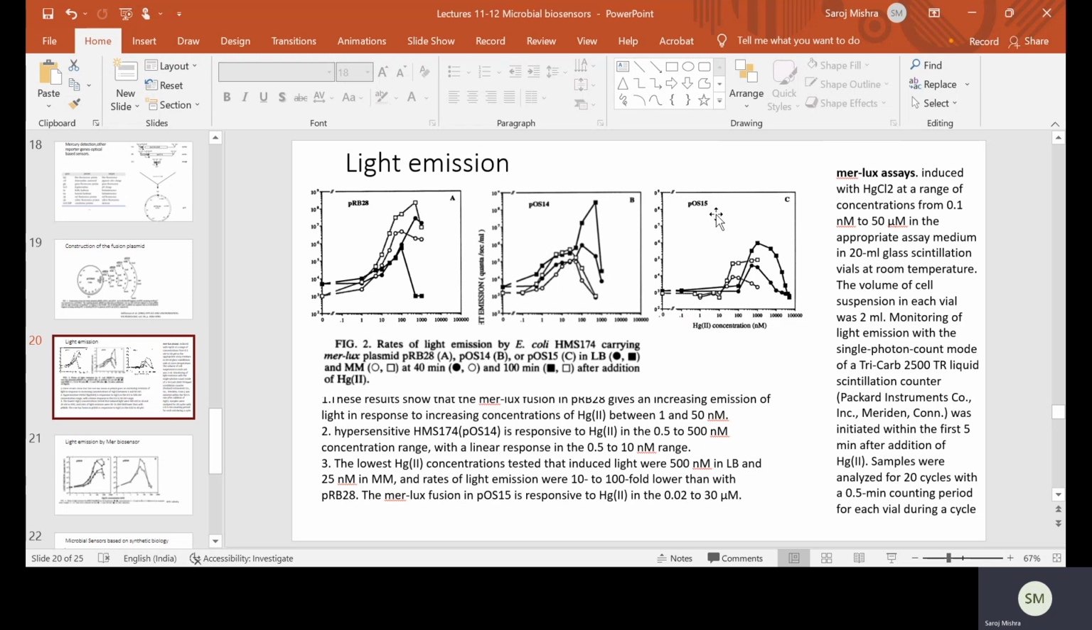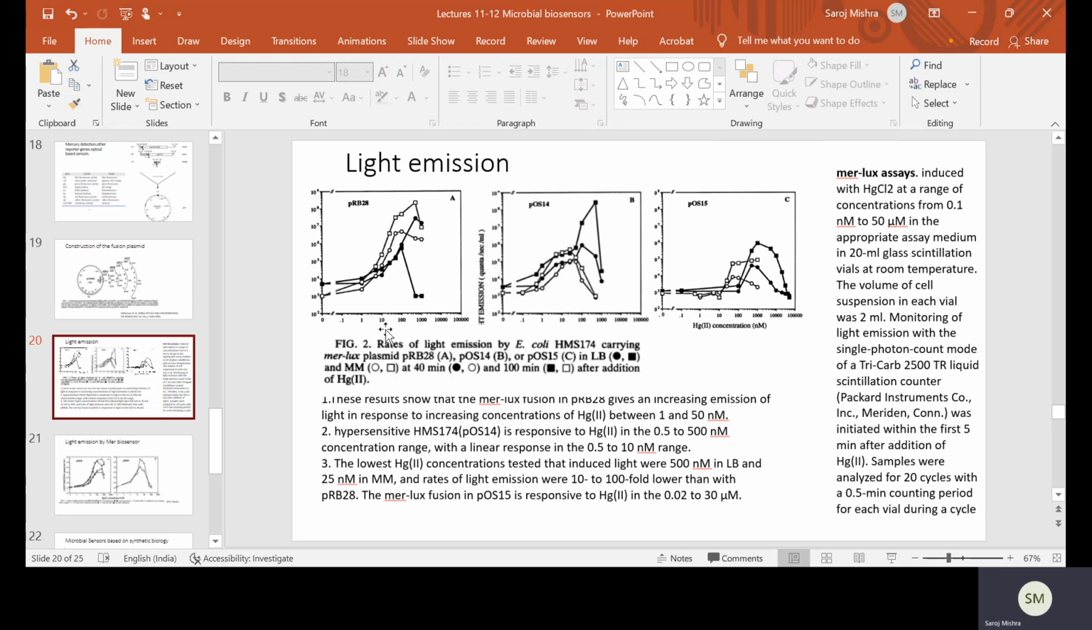And finally, you have POS15, which also has the mercuric reductase. In this particular strain, because it is now able to detoxify as well, the cells are able to withstand a lot higher concentration. So the actual response that you register, the fluorescence, only operates after, let's say, 50, and goes right up to this range. It is summarized here: the lowest mercury concentrations tested which induced light were 500 nanomolar in LB and 25 nanomolar in minimal medium.